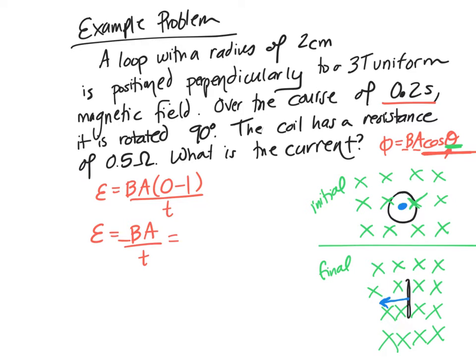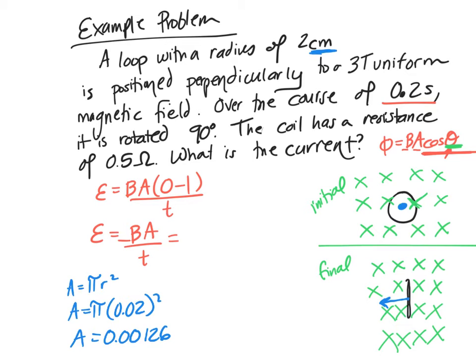We've got to go after the area. I'm running out of room here. Area is equal to pi r squared. Be careful because it's in centimeters. So area is equal to pi times 0.02 squared. And math tells us that. So now we're going to plug that back into our area. They gave us the magnetic field in the problem. And we can just plug and check now.